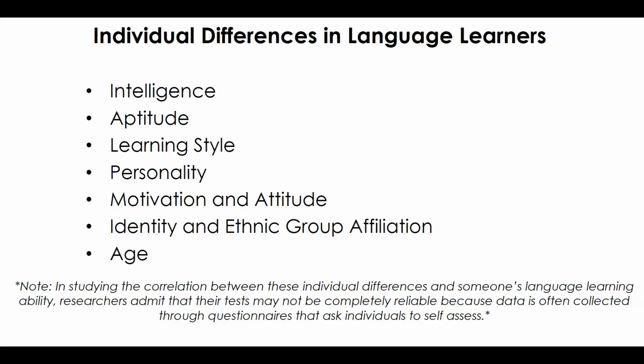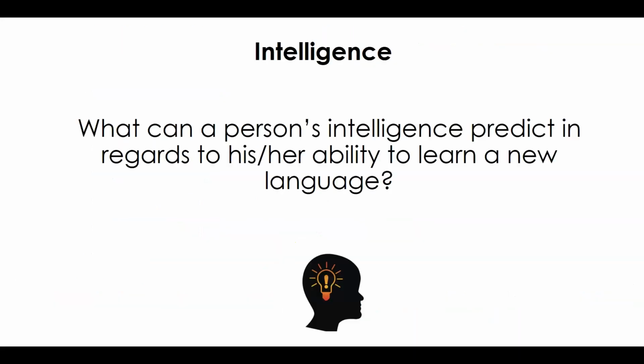So I want to make an important note here. In studying the correlation between these individual differences and someone's language learning ability, researchers admit that their tests may not be completely reliable because data is often collected through questionnaires that ask individuals to self-assess. So the strength of the information that they get from these studies is based on the students' ability to self-assess and be honest. So just wanted to have that be a little caveat before we get going.